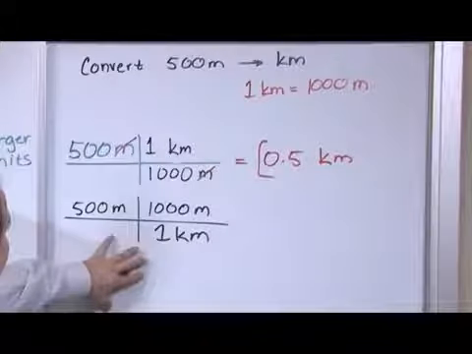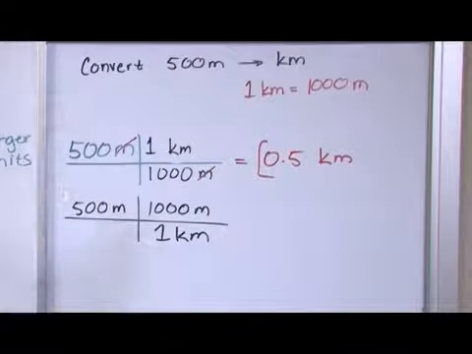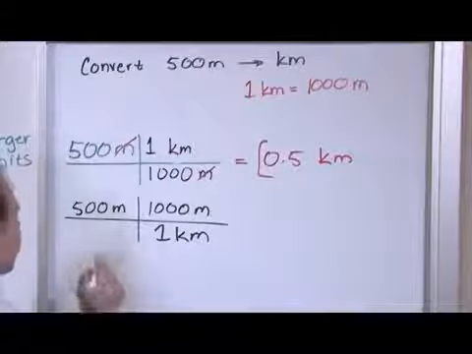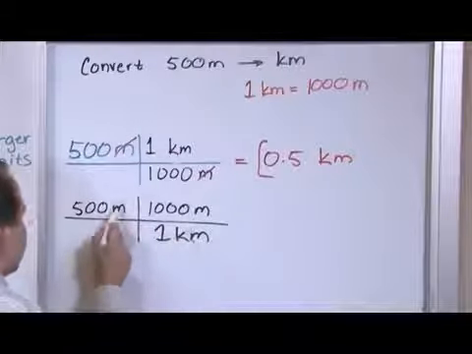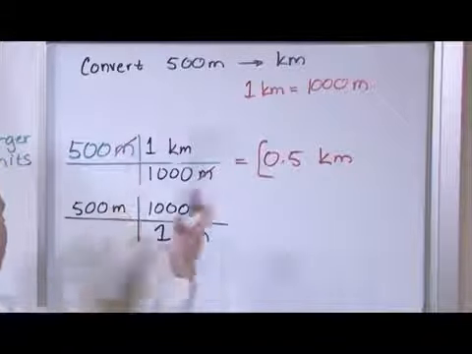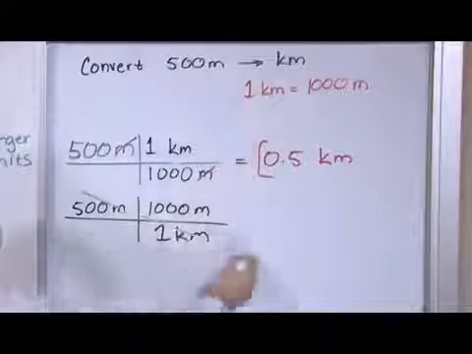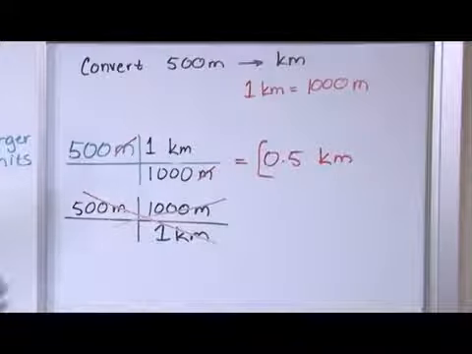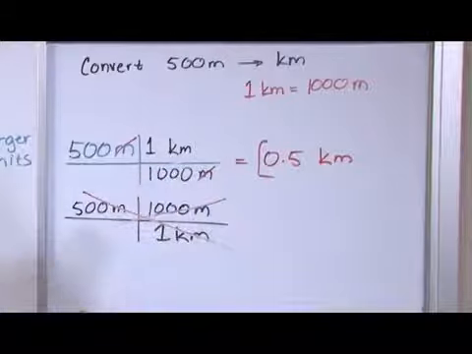So if you accidentally wrote it this way, you would immediately catch your error, because you would look here and say, kilometers doesn't cancel with anything else, so I can't do anything. So this is totally wrong. You would discount that right away because you're not left with the unit you're trying to convert to.